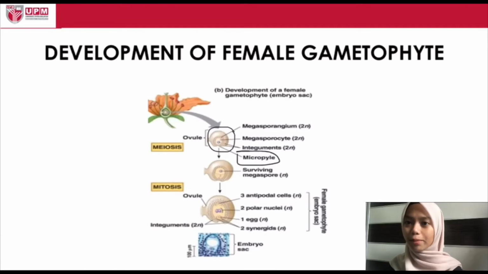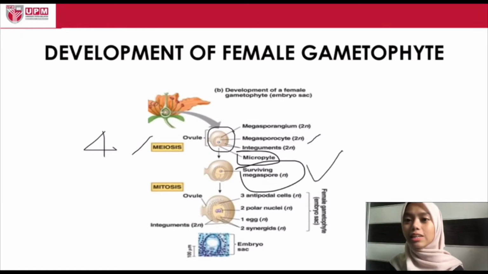Next, one parenchyma cell will enlarge and become a megaspore mother cell. And the megaspore mother cell will undergo meiosis and then produce 4 haploid megaspores. But 3 of them are non-functional, only 1 of them is functional, which is the surviving megaspore.